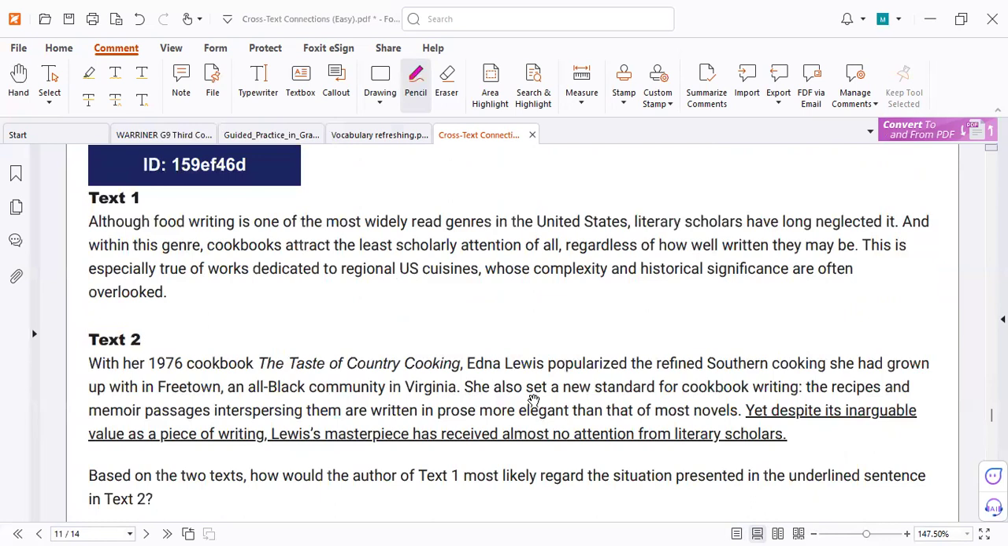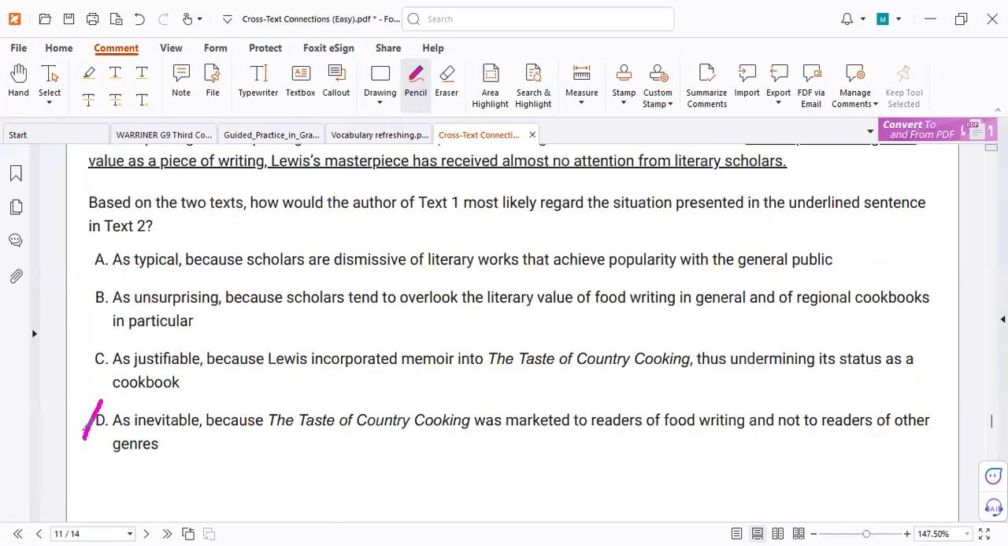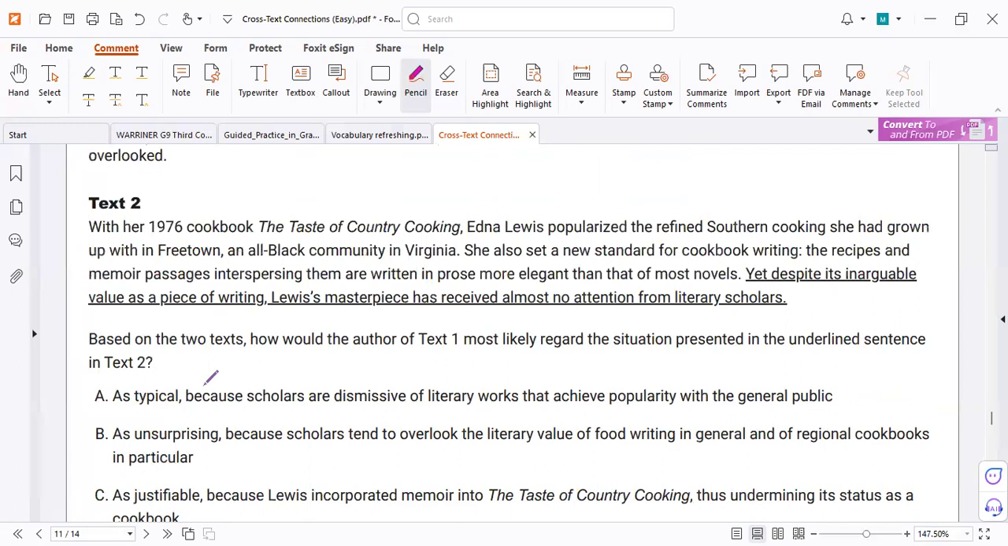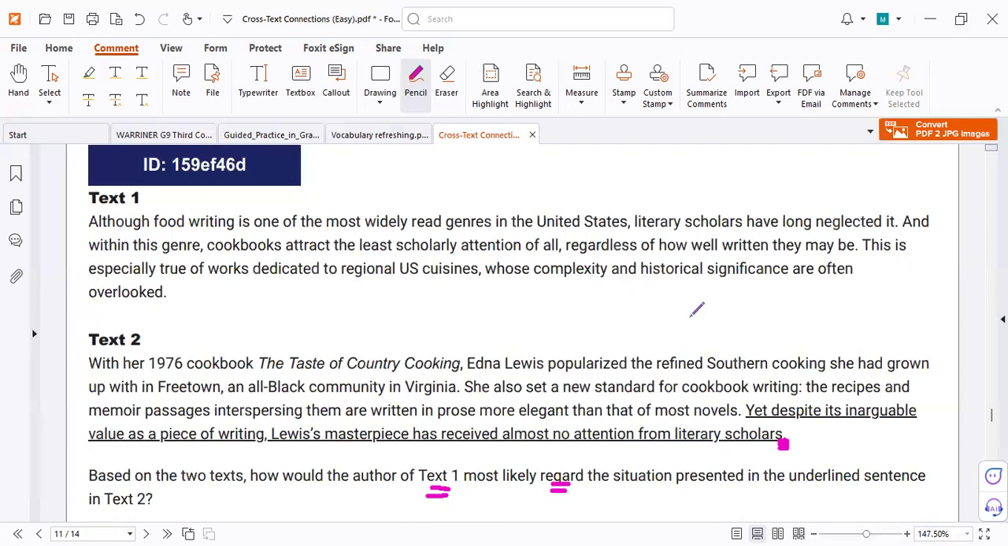The answer is D. Last answer. But we are sorry for you. Let's try again. How would the author of text one regard the situation presented in the underlined sentence two? That means we need to look at two and one, at the point mentioned in two, and how he responds. We can read from the beginning, no problem. Let's try.